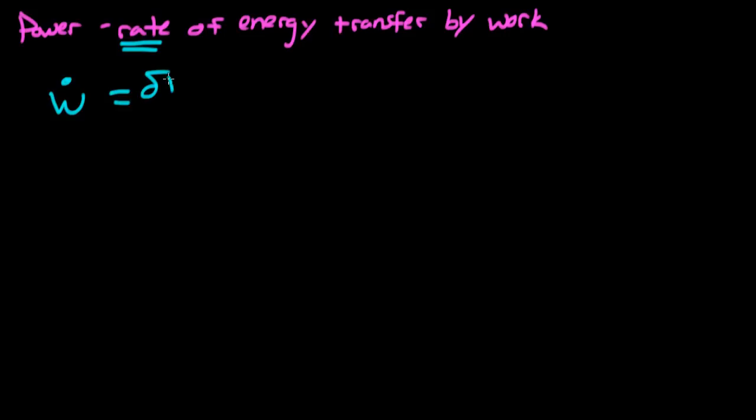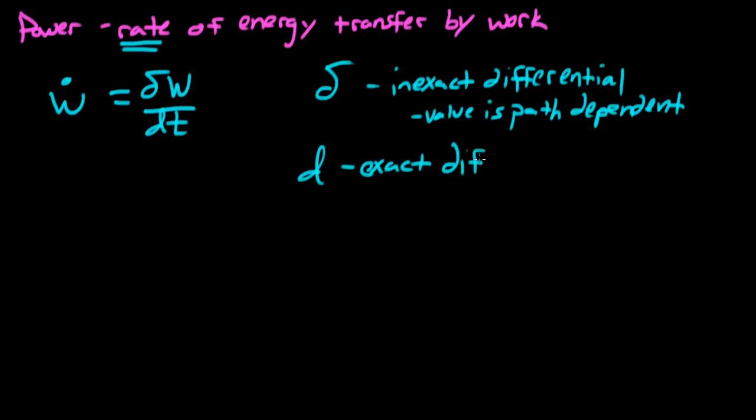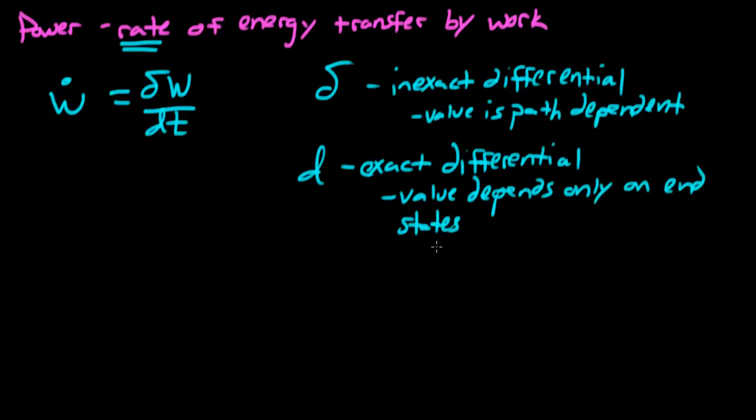Now let's take a minute and look at power, which is the rate of energy transfer by work. Any rate is a derivative in time, and so we take the derivative of our work with respect to time. Notice here that I used a del instead of a d. That represents an inexact differential. The reason the differential is inexact is that the value is path dependent. By comparison, an exact differential is represented by a d, and its value only depends on the end states. And so it doesn't matter what the path is.